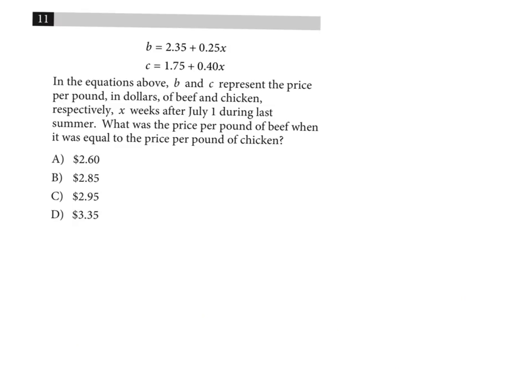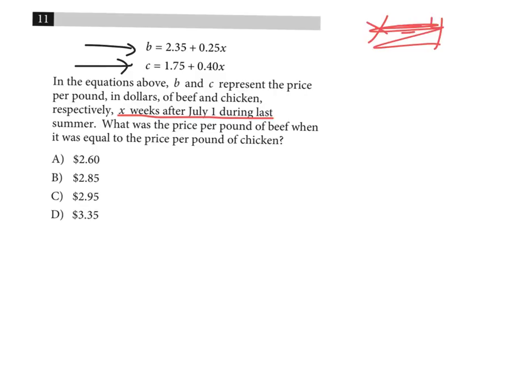Problem 11. In the equations above, B and C represent the price per pound in dollars of beef and chicken respectively. So here is my beef equation, here is my chicken equation. It represents the price of each of these types X weeks after July 1st during last summer. So X is the number of weeks after July 1st. So I guess if they wanted the price of these things 4 weeks after July 1st, maybe late July, early August, they would plug in X is equal to 4. Now this one says, what was the price per pound of beef when it was equal to the price per pound of chicken?